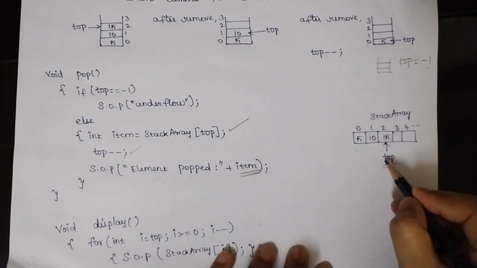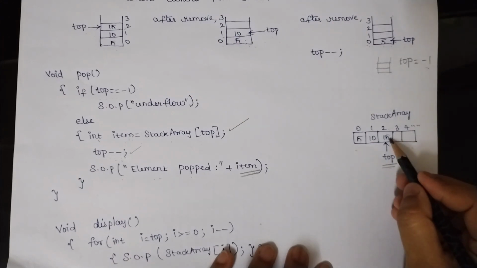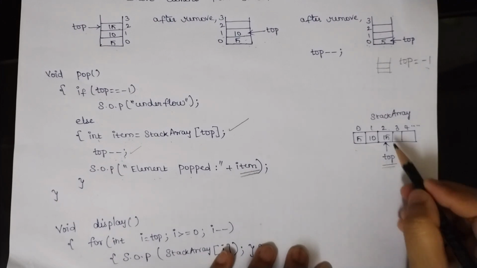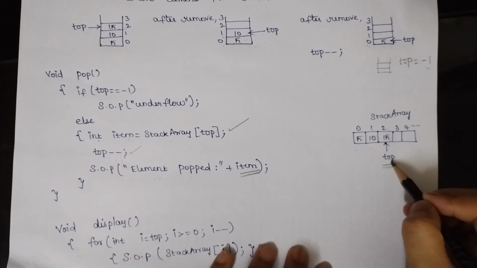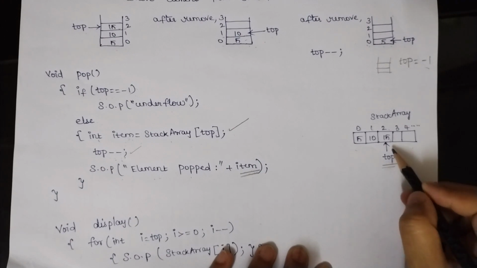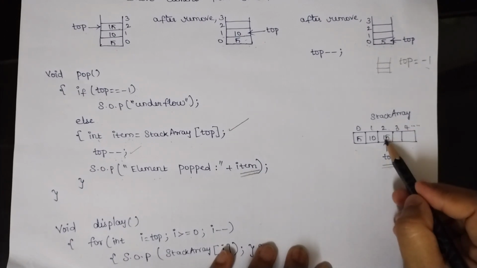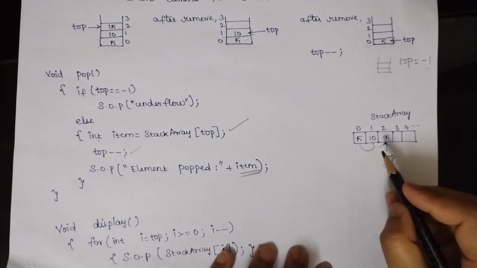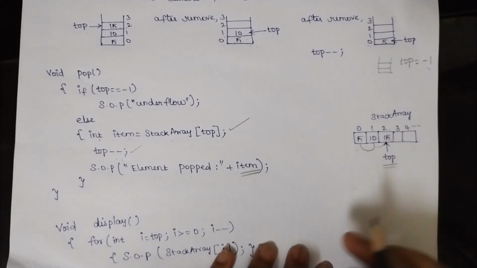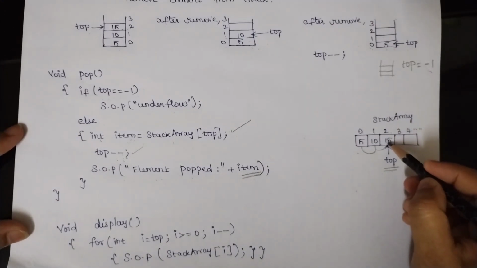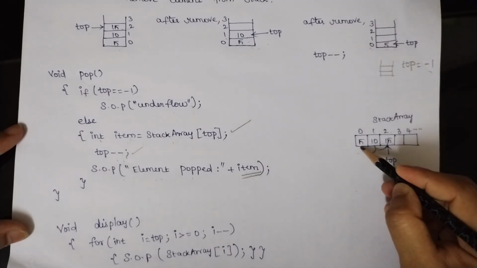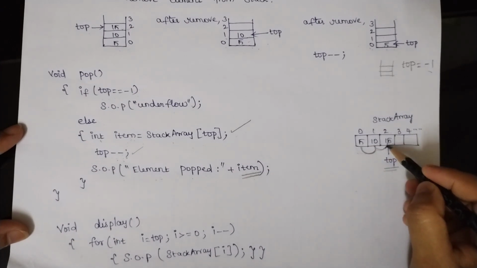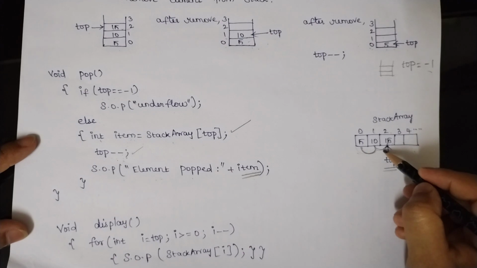When I'm trying to display the elements of the stack, it always starts from this element, because this is the point where top is pointing to. So the display starts from here, then it goes to the second element, and then to the third element. If I want to display in this way, how do I do it? Here you are iterating over the elements of an array, but in a reverse way. Not from this side, but from this side. So how do we do this iteration?